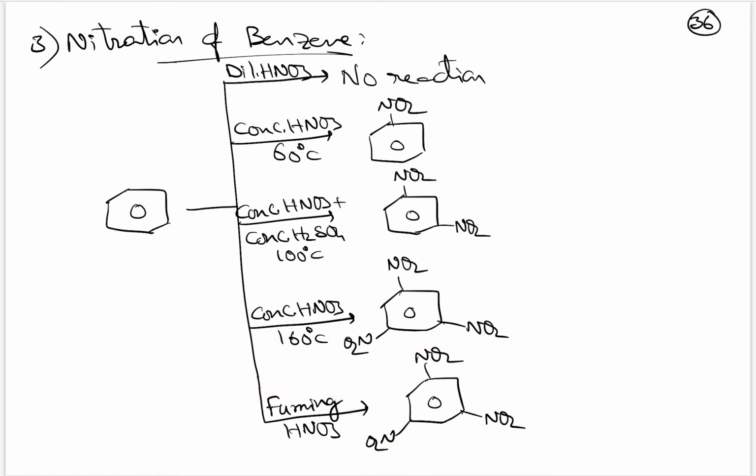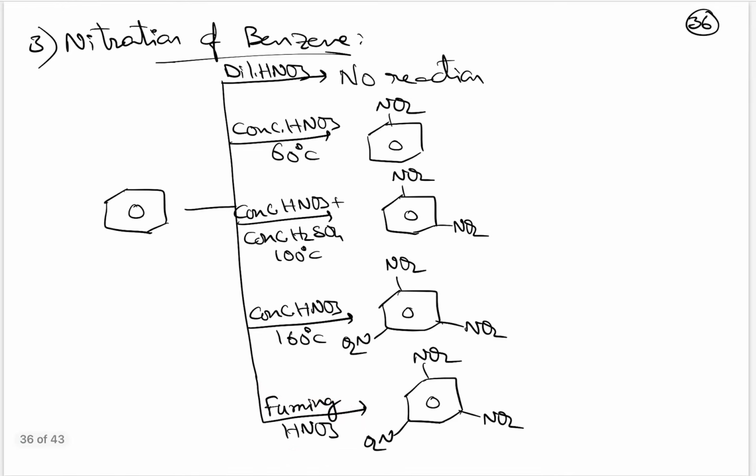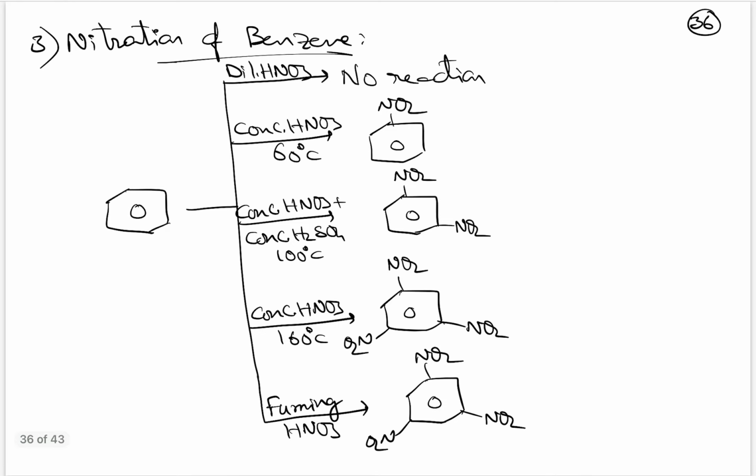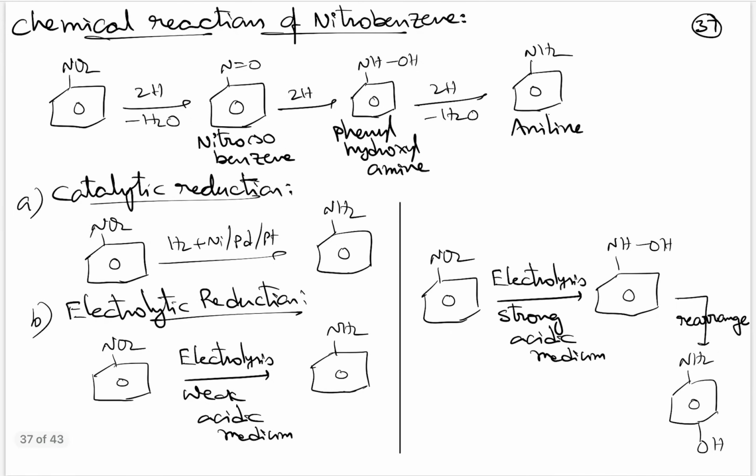Fuming nitric acid, we know that it is 83 to 85% concentrated nitric acid plus 10 to 13% dinitrogen tetroxide, N2O4, plus 1 to 2% water, whereas fuming sulfuric acid is concentrated sulfuric acid saturated with sulfur trioxide, SO3.